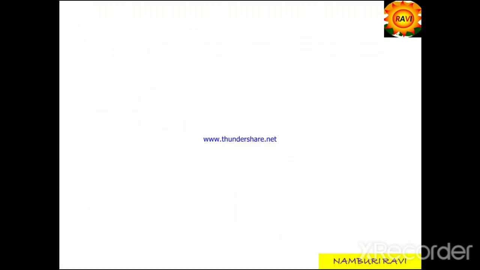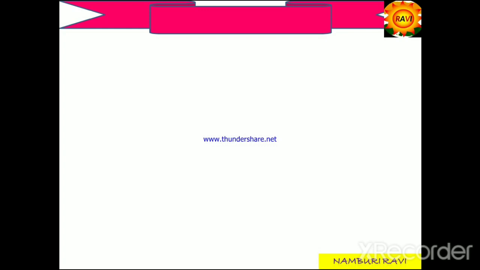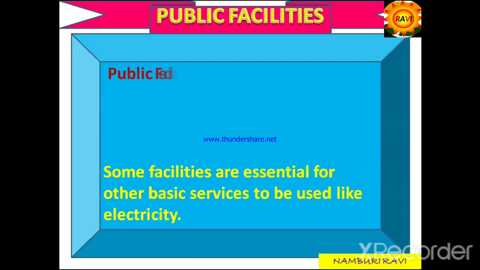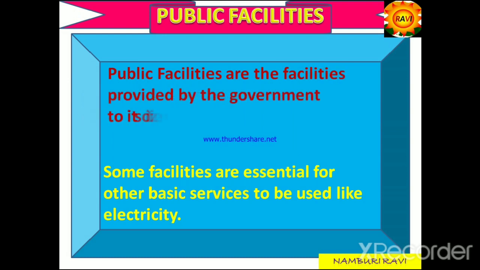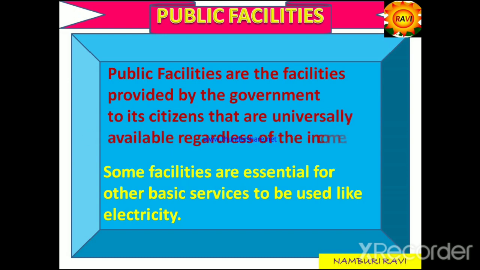Now the next concept is about the public facilities and services. This is one of the important topics from the development economics chapter. Public facilities means the facilities which are provided by the government commonly to all the people in the country, in the state, in the society. Public facilities are the facilities provided by the government to its citizens that are universally available regardless of the income. Means everyone is entitled to use the facilities which are provided by the government.